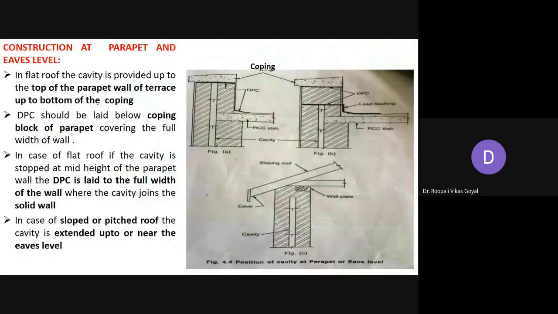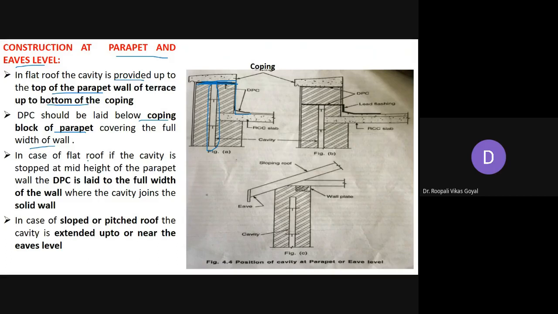Next is construction at parapet and eaves level. So already we have discussed. In a flat roof, the cavity is provided up to the top of the parapet wall of the terrace and up to the bottom of the coping. So here you can see this is the coping. Okay, so in the flat roof it will extend up to this, and all over you can provide this DPC, and the DPC should be laid below the coping block of the parapet. So this complete DPC is to be provided covering the full width of the wall.